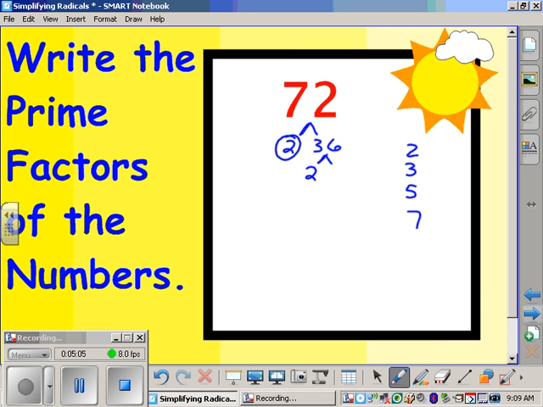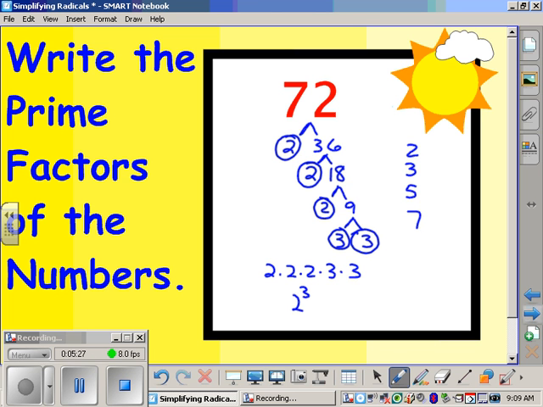So 2 goes into 36 18 times, so we have an additional 2 for a prime number. 2 goes into 18 9 times, and then we'll move to 3. 3 goes into 9 3 times. So the prime numbers that make up 72 are 2, 2, 2, 3, and 3. Of course, it also can be written as 2 cubed times 3 squared.